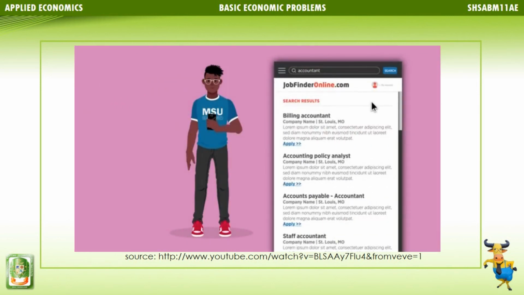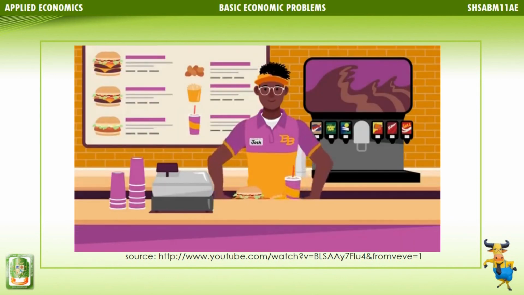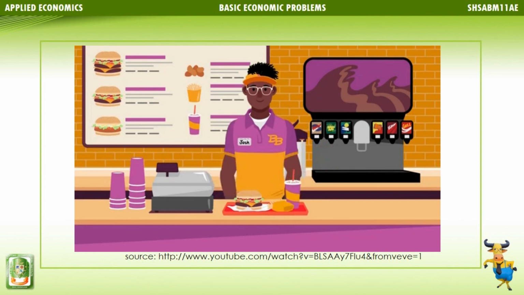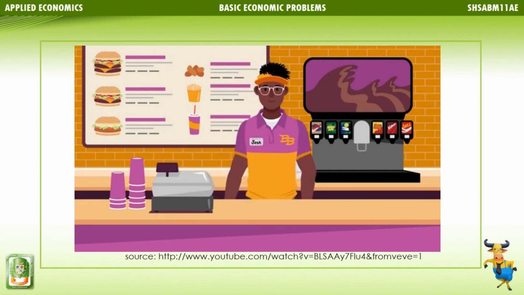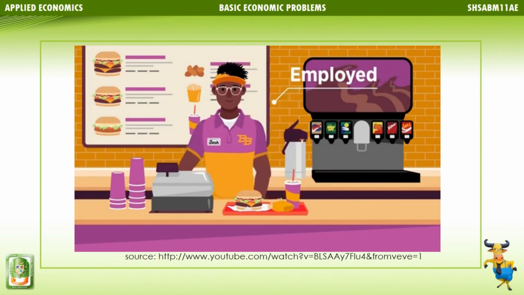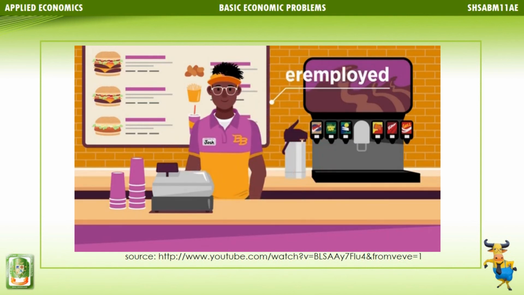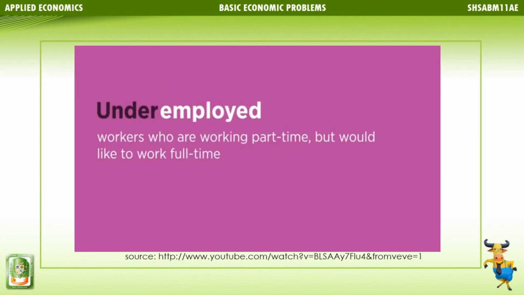Josh is a recent graduate looking for a job as an accountant, but he is currently working at Burger Bin to pay the bills until he finds the right job. Even though Josh is actively looking for work, he is not counted as unemployed because he has a job. He is counted as employed. In fact, Josh is considered underemployed, which includes workers who are working part-time but would like to work full-time, or those working in jobs for which they are overqualified.